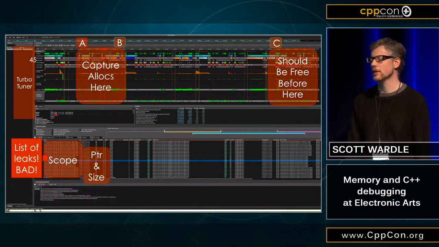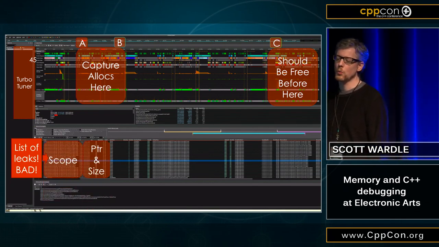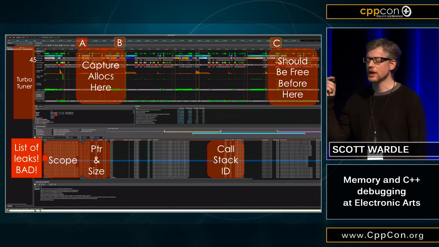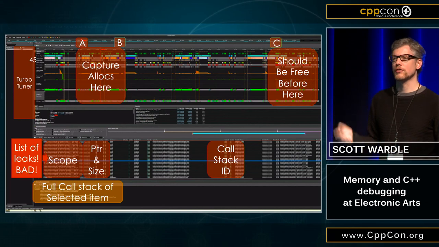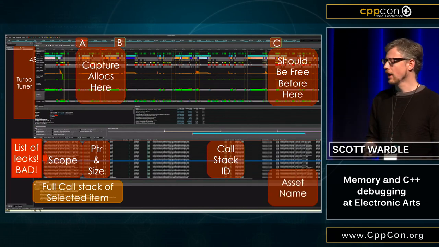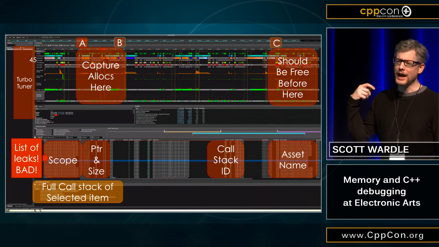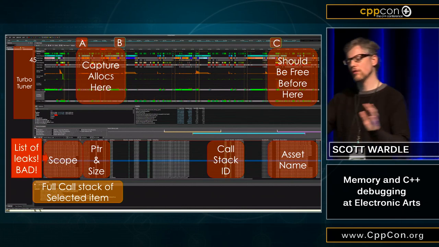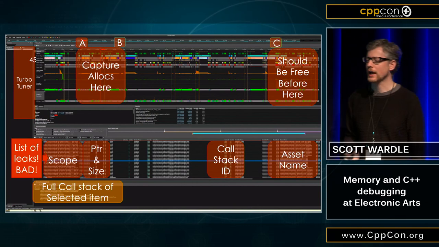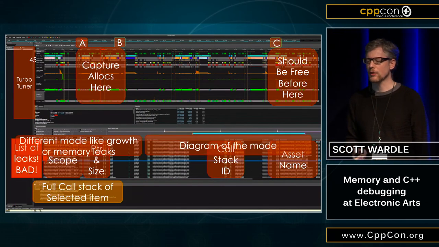I know what scope they're from. I know their pointer, their size. I know their call stack IDs. I know a highlighted item, which has the full call stack there. I'll know what assets were associated with that location. So I have all of this sort of metadata with each allocation. And so that's really powerful.